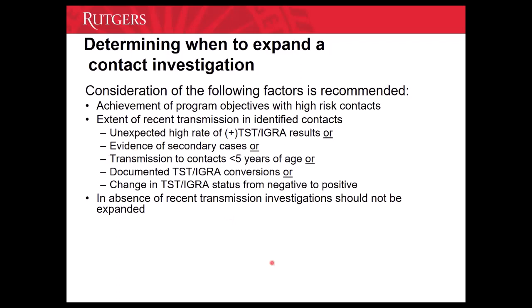However, we can expand if we have an unexpected high rate of positive TSTs or IGRAs, or evidence of secondary cases, or transmission to children less than 5 years of age, or any child actually, documented TST or IGRA conversions, or a change in TST. It's supposed to be TST status from negative to positive, not IGRA.